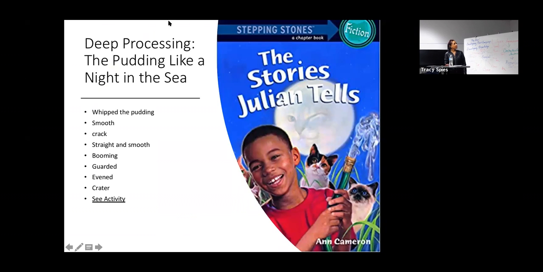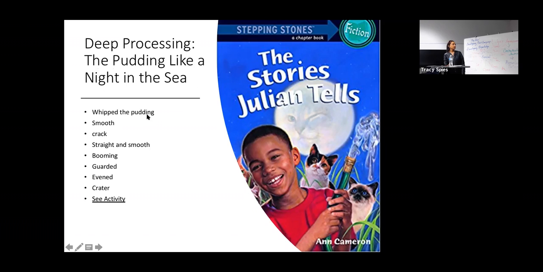Here's another example. I love this series. I call them the Julian books. This one is called The Stories Julian Tells. Beck and McKeon call this deep processing. This is another strategy that is in her book. The name of this is from this chapter, The Pudding Like a Night in the Sea.